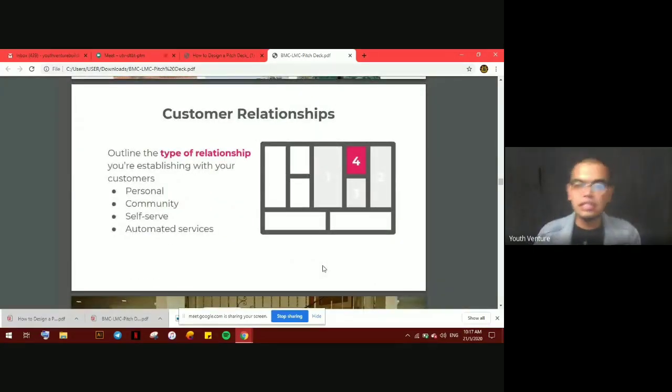The next one is customer relationship. Value proposition is the key driver of why people buy your product. Customer segment is the who that is buying the product. Channel is how they get the product.